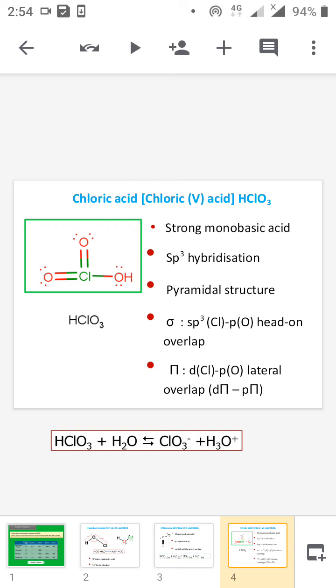And HClO3 dissociates in water to form ClO3 minus and H3O plus.